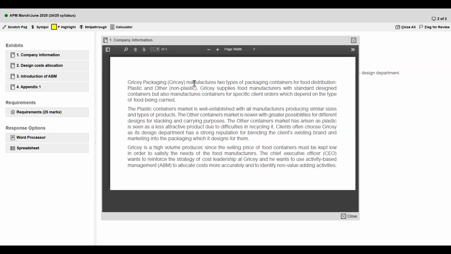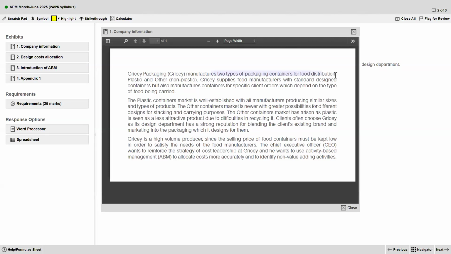Okay, it says Gracie Packaging manufactures two types of packaging containers for food distribution: plastic and other non-plastic. Gracie supplies food manufacturers with standard design containers, but also manufactures containers for specific client orders, which depends on the type of food being carried. The plastic containers market is well established with all manufacturers producing similar size and types of products. The other containers market is newer with greater possibilities for different designs for stacking and carrying purposes.